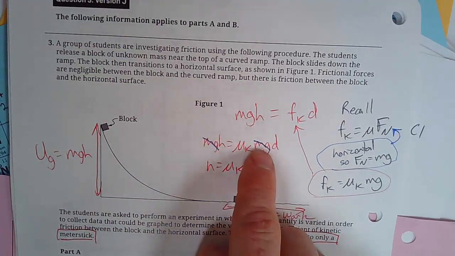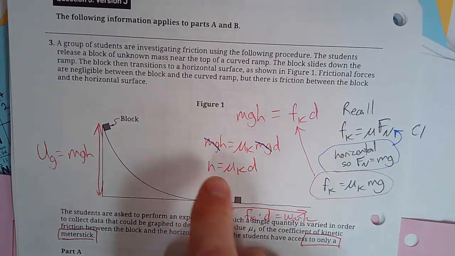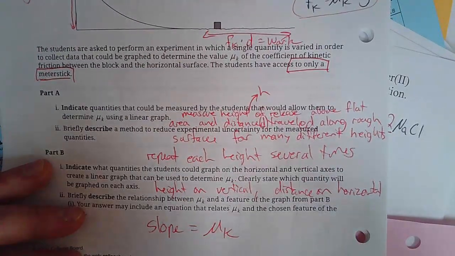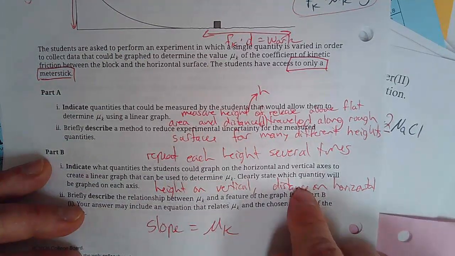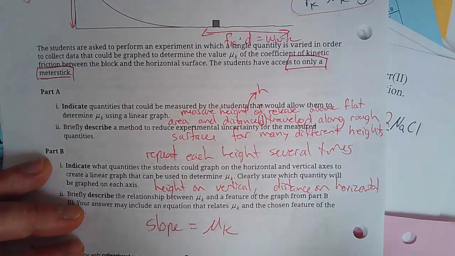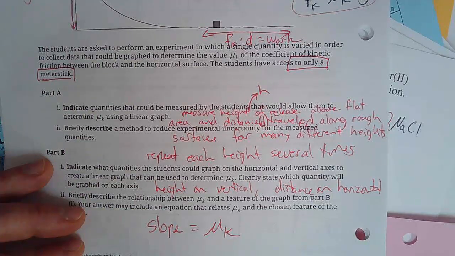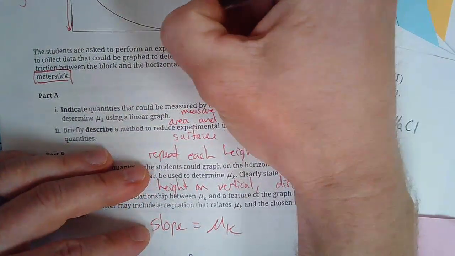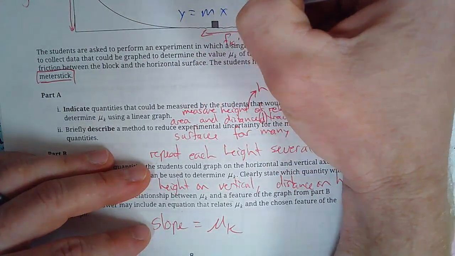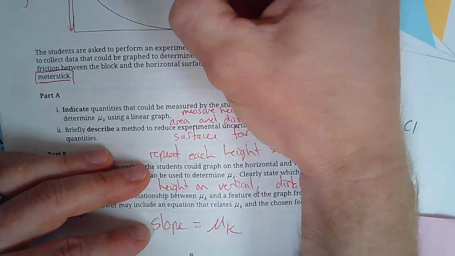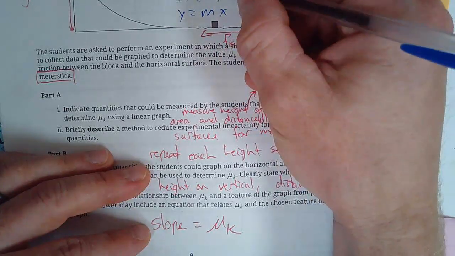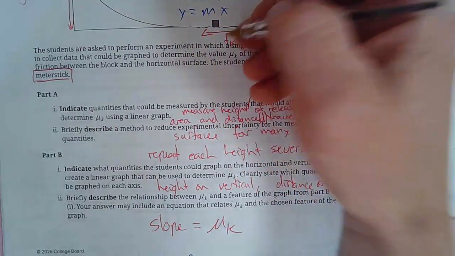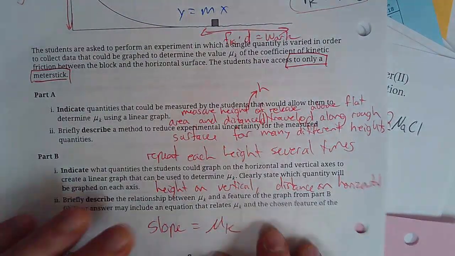Hey, look, m and g both cancel out. So you get this expression h equals mu k d. So if you just graph height on the vertical and distance on the horizontal, the slope is going to be mu k. And if it helps, y equals mx plus b, and you start looking at these: d is going on the x-axis, h is going on the y-axis, and mu k is going to be the slope.